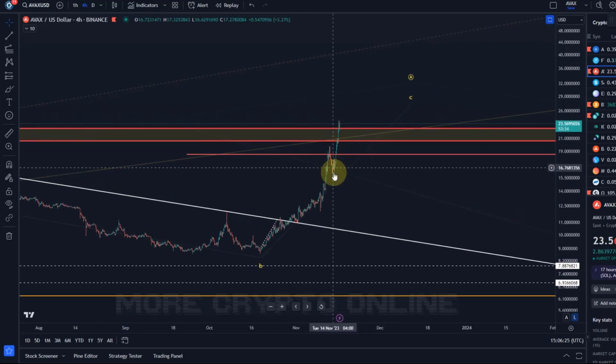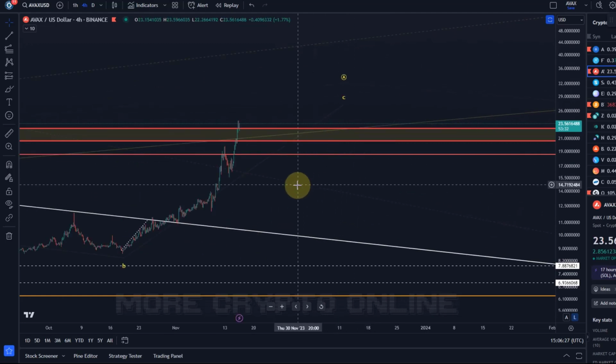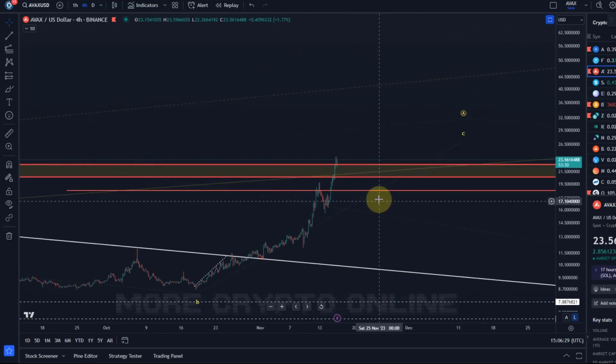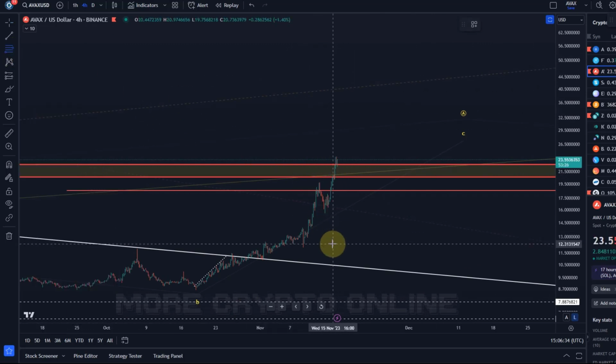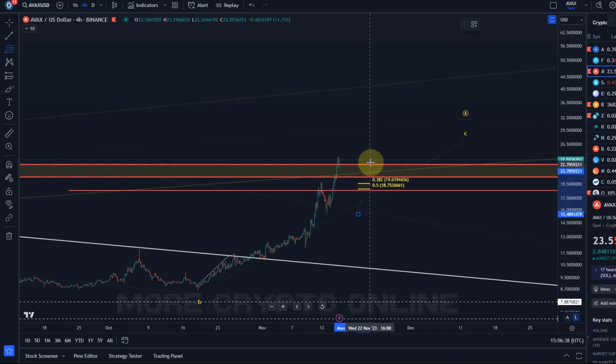But this would have been some kind of a wave 4. So if you're looking for some kind of short-term support, micro support, then I would use the last wave up. I would draw the 50% retracement level. That's at $19.26.